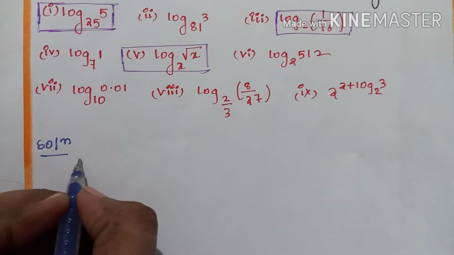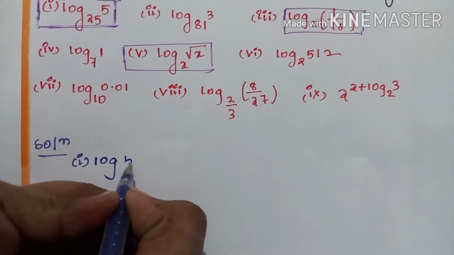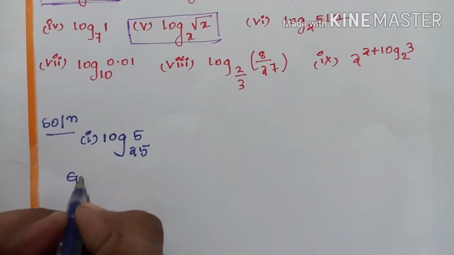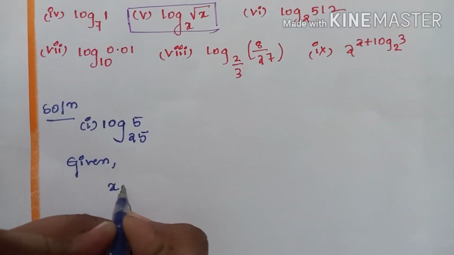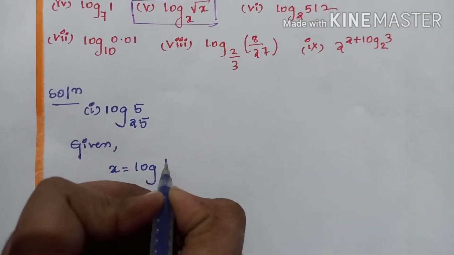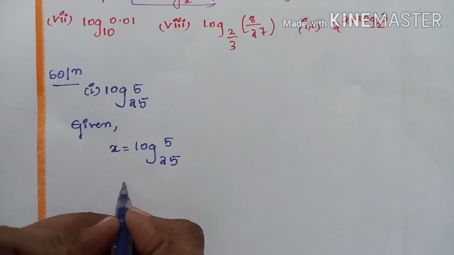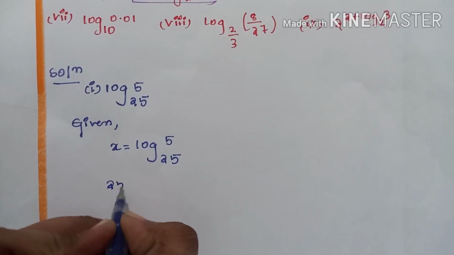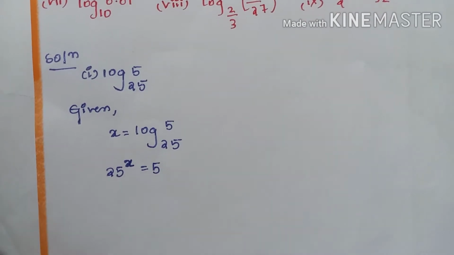Now let us start with the first question, which is log 5 to the base 25. So given, we should assume x is equal to log 5 to the base 25. So it is a log, so taking 25 to the RHS, it becomes 25 to the power x, and that equals 5.